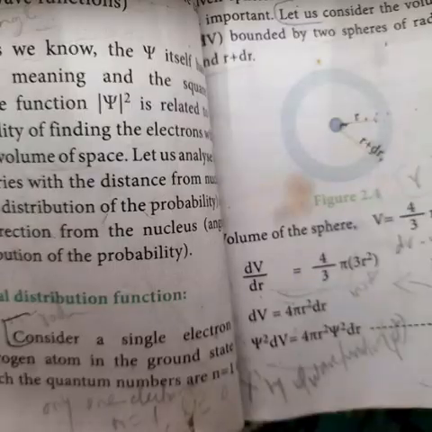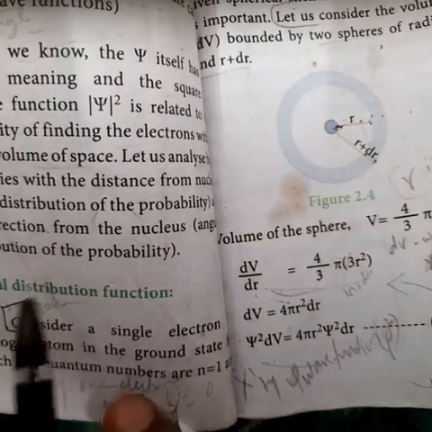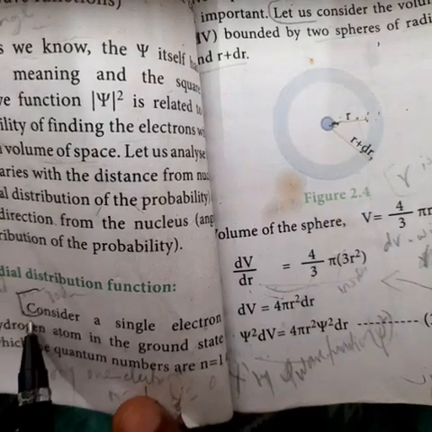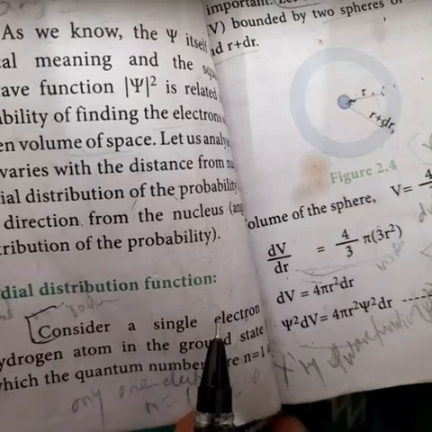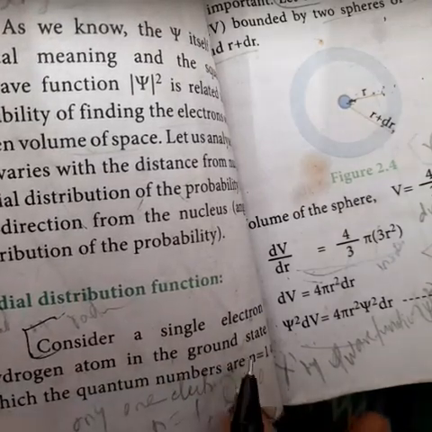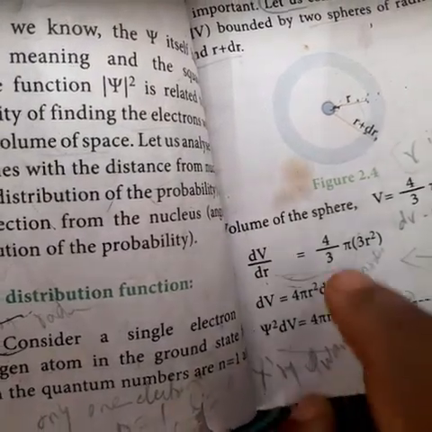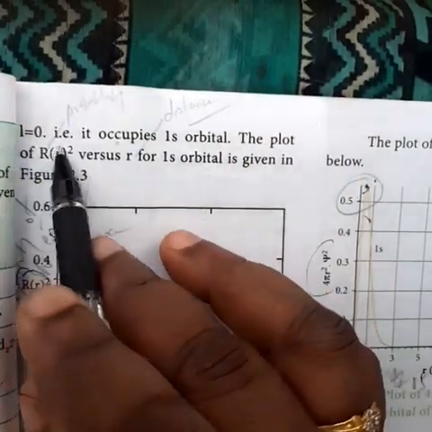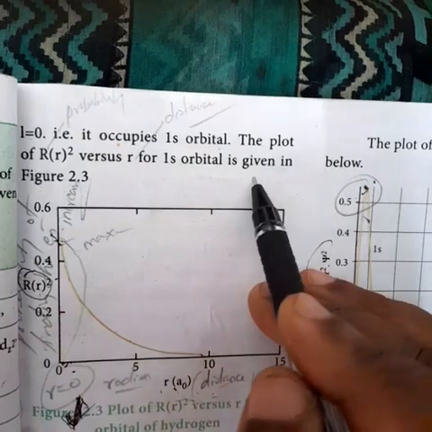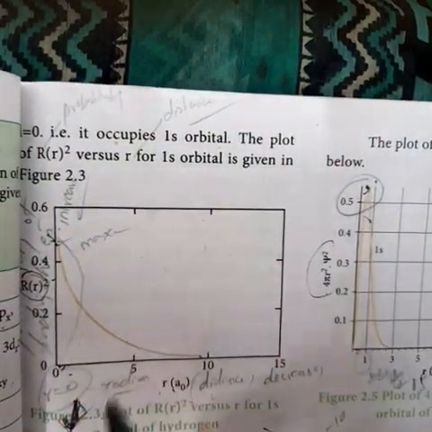Okay, students, take now radial distribution function. Page number 46. Radial distribution function. Consider a single electron of a hydrogen atom in the ground state for which the quantum numbers are n equal to 1 and l equal to 0. That is, it occupies the 1s orbital. The plot of 4πr² ψ² versus r for the 1s orbital is given in the figure. This shows the maximum probability of electrons.